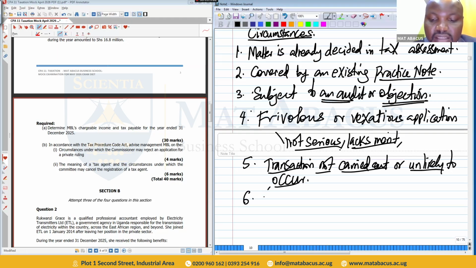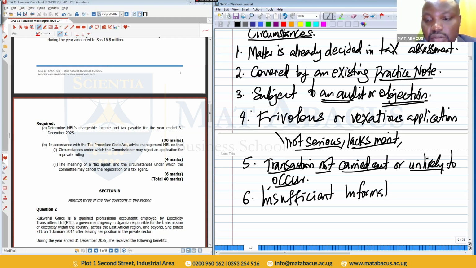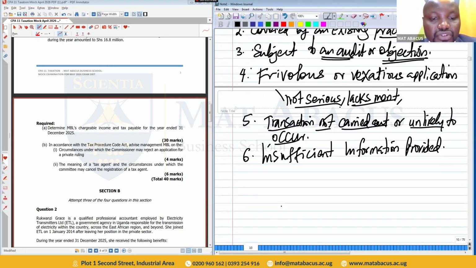Then 6, if there is insufficient information provided. If your application for a private ruling lacks sufficient information to guide his decision making, or lacks facts and other documentation, then it may be rejected by the Commissioner General.